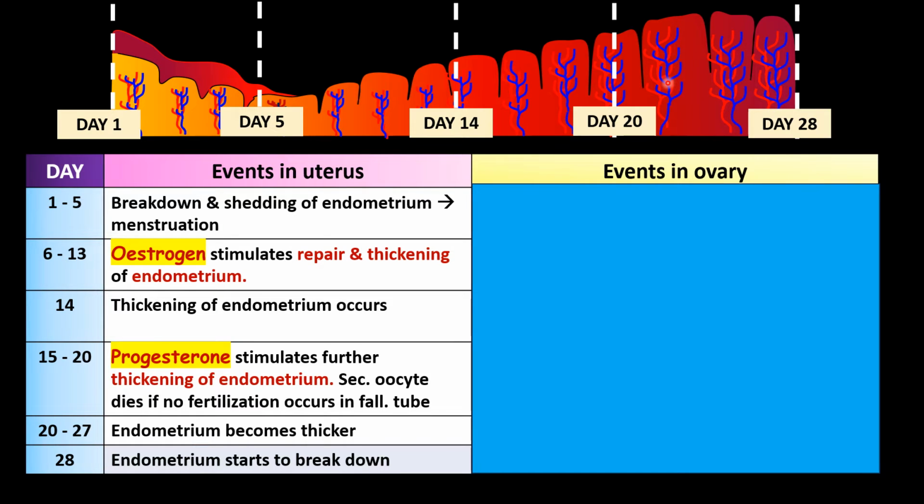So if there's no fertilization in the fallopian tube, the secondary oocyte will die. But the endometrium will continue to thicken until nearly day 28, day 27, day 28. Then it starts to break down again. There's no fertilization, and the menstrual cycle will repeat.